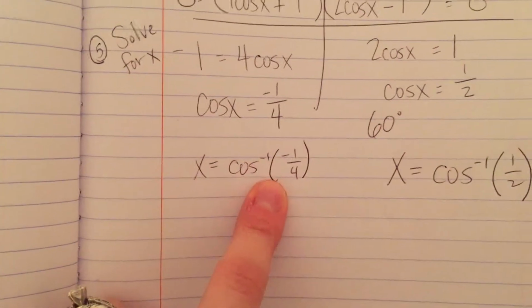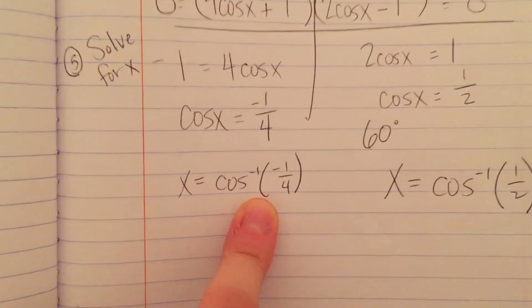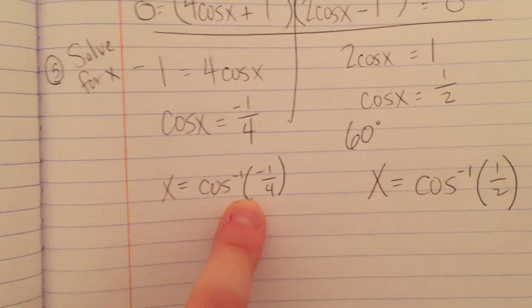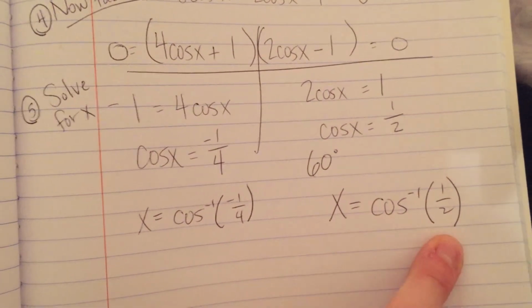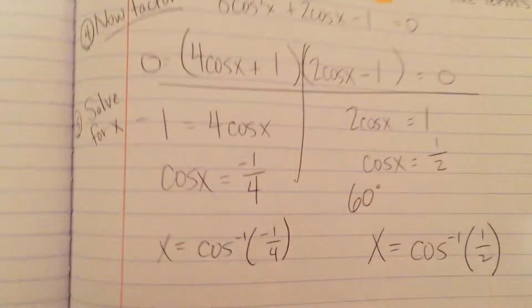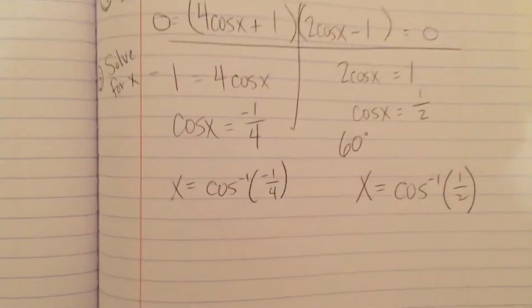So if you enter this into your calculator, you should get, I believe the answer comes out to 104.5. And then same thing here. If you enter cosine inverse of 1/2, you should get 60 degrees. So I hope that helped.